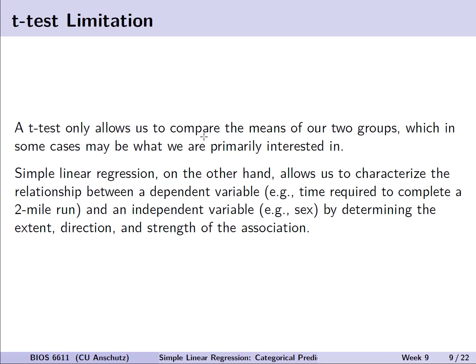However, there are some limitations to just using the t-test. For example, a t-test only allows us to compare the means of our two groups, which in some cases may be what we're primarily interested in, and in other cases it may not. Simple linear regression, on the other hand, will allow us to characterize the relationship between a dependent variable, for example, the time required to complete a 2-mile run, and an independent variable such as sex or VO2 max, and then determine the extent, direction, and strength of that association. So not only do we have a single p-value that says if there's a significant difference or not, but we can then describe that directionality, the strength of it, and the extent of it in the context of simple linear regression.